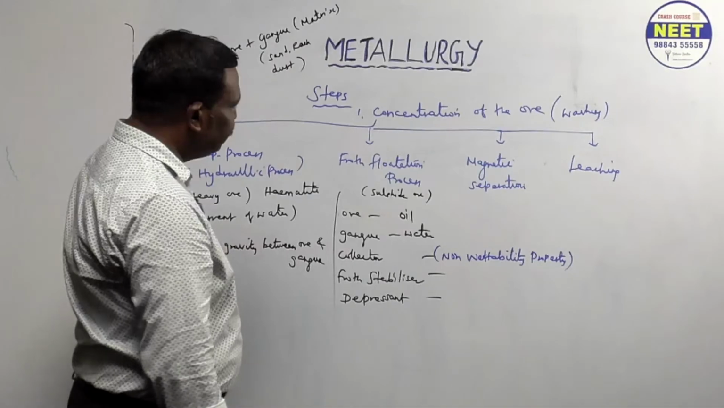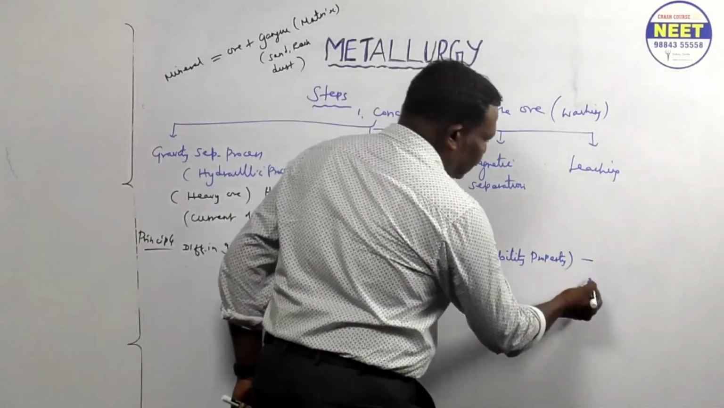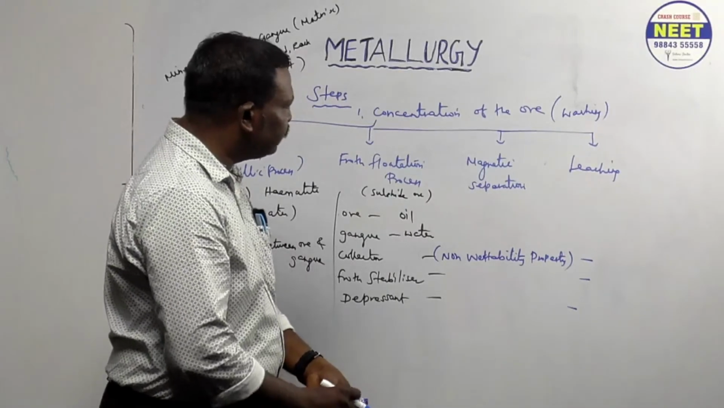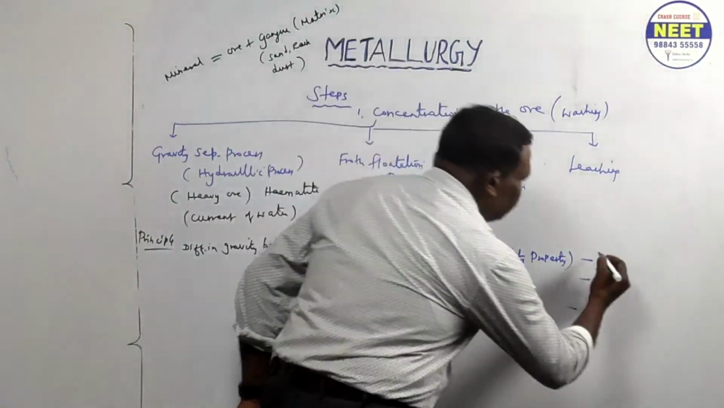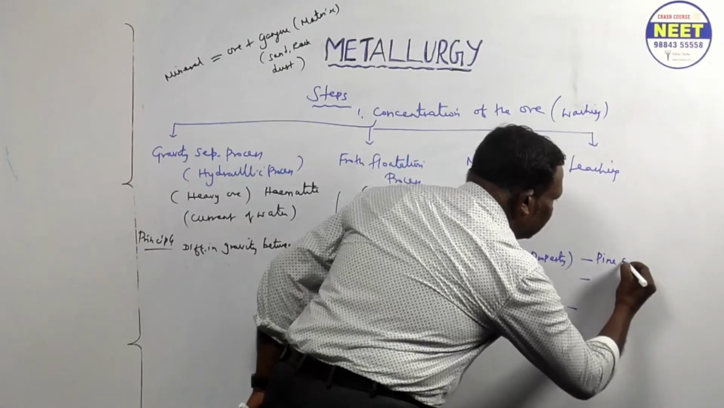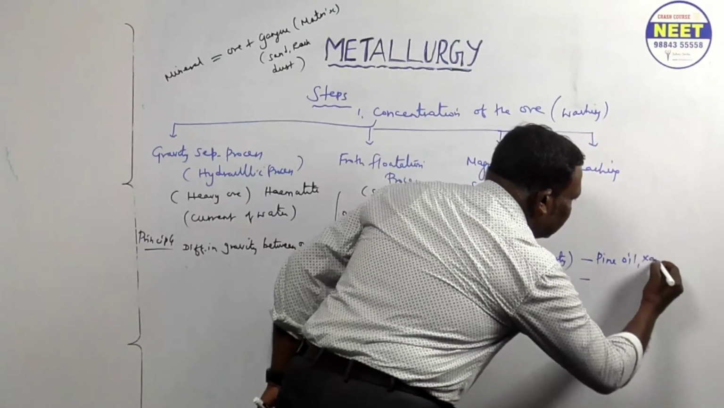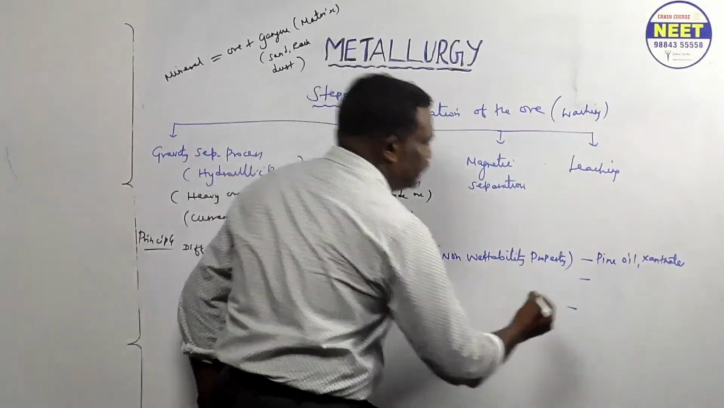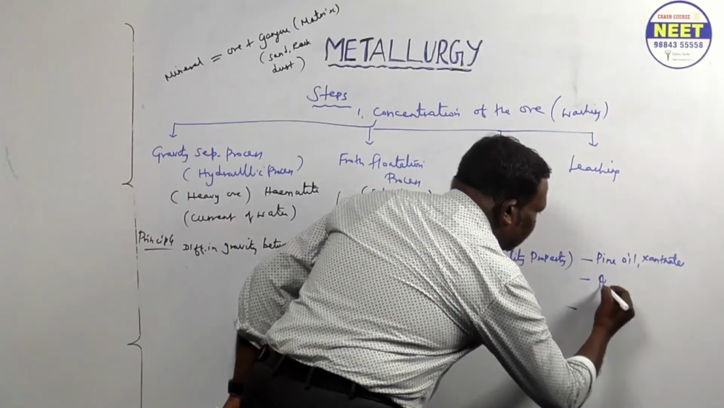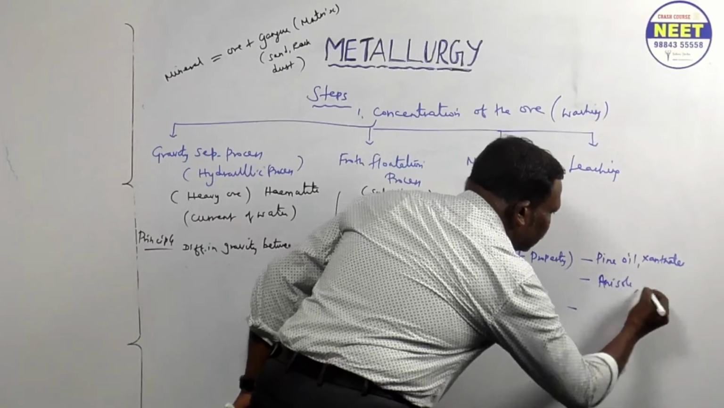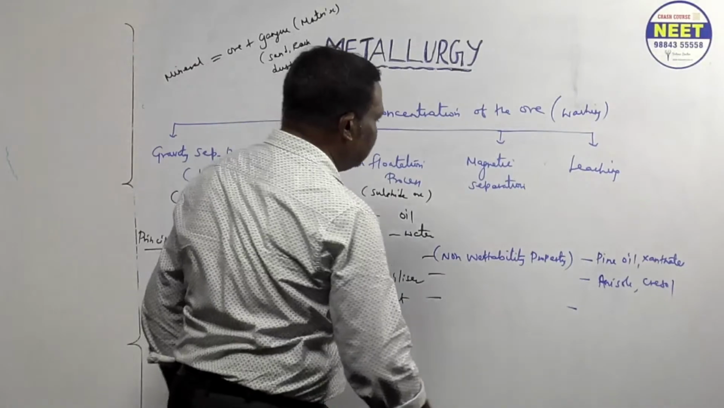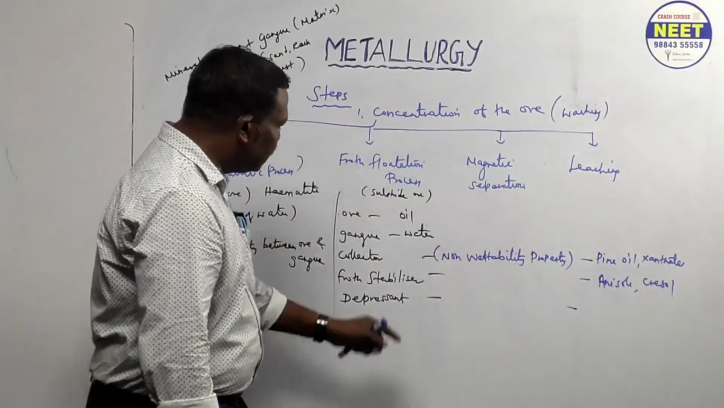Then one example is given. Tell me, you already studied, no? What are the collected examples? Xanthate, pine oil, correct or not? Okay, xanthate and pine oil. Here for froth stabilization, the examples are anisole, cresol, all this is given. Then the depressant example is, what is a depressant?